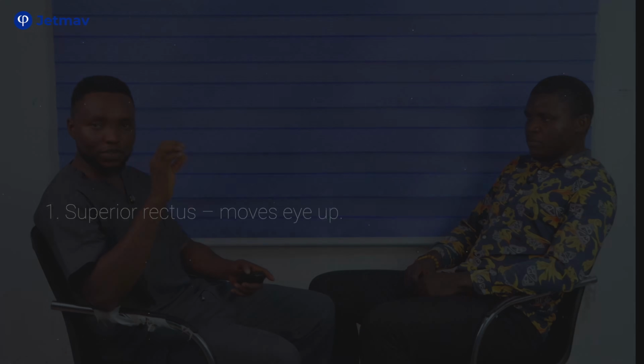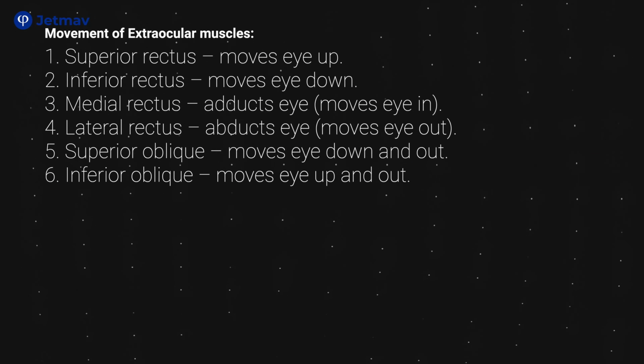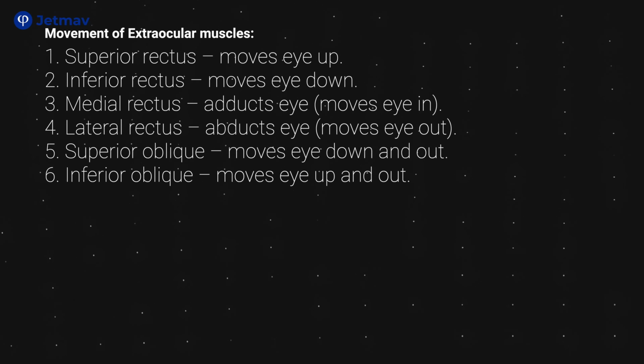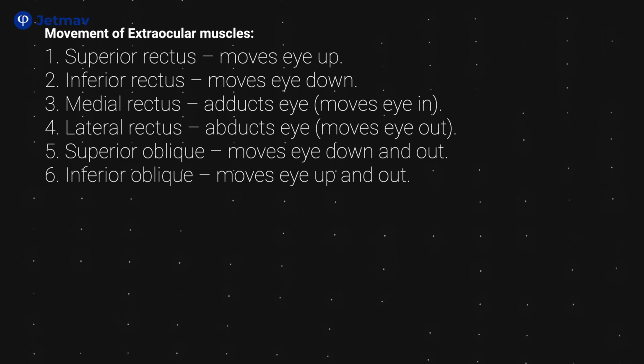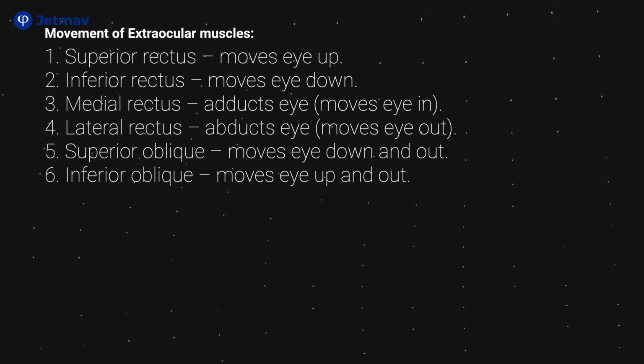So these help in the movements of the eyes. Just note that the superior rectus moves the eye up, the inferior rectus moves the eye down, the medial rectus adducts the eye, that is, it moves the eye in. Then the lateral rectus abducts the eye, that is, it moves the eye out. Then the superior oblique moves the eye down and out, while the inferior oblique moves the eye up and out.